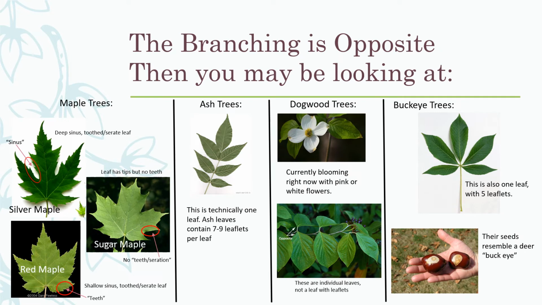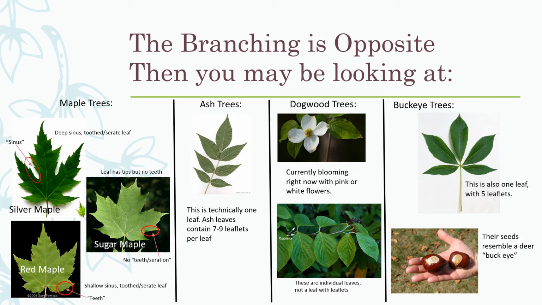All right, so you're looking at a tree, you're noticing that it has mostly opposite branching. Well, that's lucky for you because there's only a handful of trees that have opposite branching. So you might be looking at something like maple trees, ash, dogwood, buckeye, and then there's this family called Caprifoliaceae, which is kind of a pain in the butt. But of maple trees, there's 3 really common varieties, and I'll try to teach you the nuances of each of them. The first one being the silver maple.